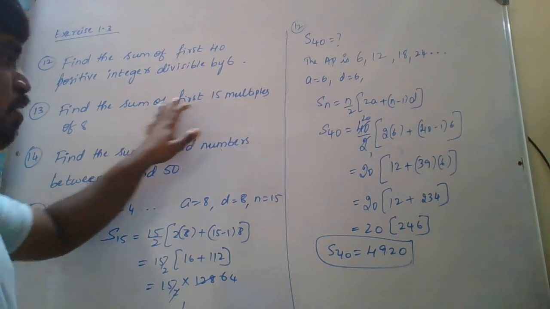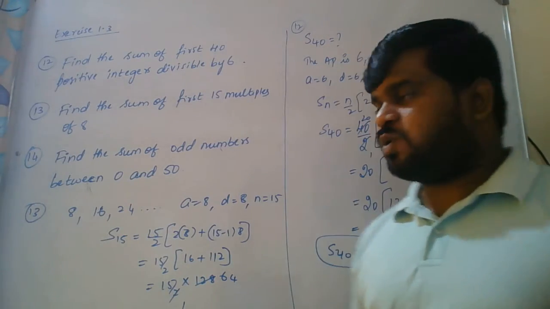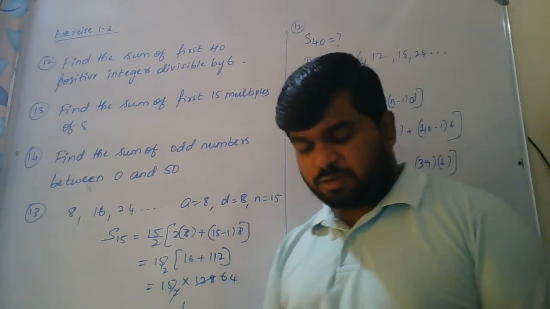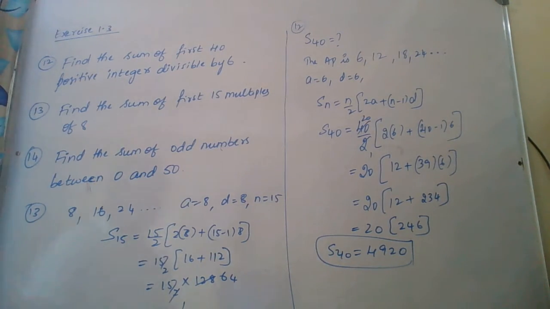It's very simple. Find the sum of the first 15 multiples of 8. Multiples of 8, or what? 8, 16, 24, and so on. How many numbers should you take? 15 numbers. So find A and D and use the formula. Easily you will get it. So quickly let's get into the next one.